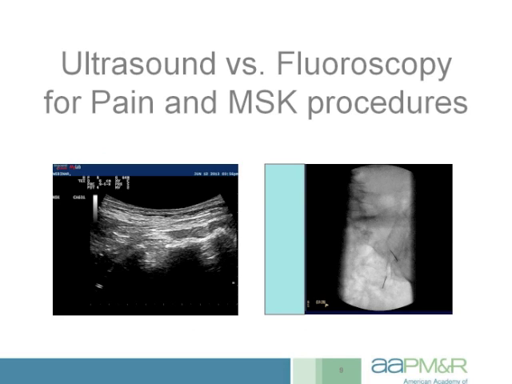Now I'm going to contrast ultrasound and fluoroscopy for pain and musculoskeletal procedures, and hopefully you can see my pointer here. The picture we have here on the left is of the sacroiliac joint under ultrasound. This side here would be lateral, this would be medial, this would be the ilium, and this would be the sacrum over here. And if you look at this cleft here, this is your sacroiliac joint.